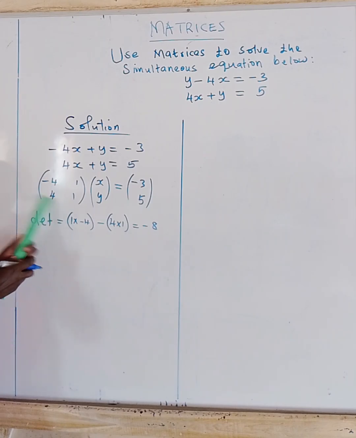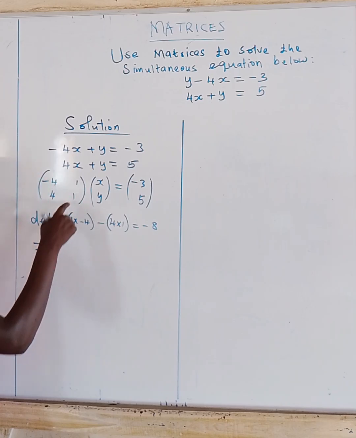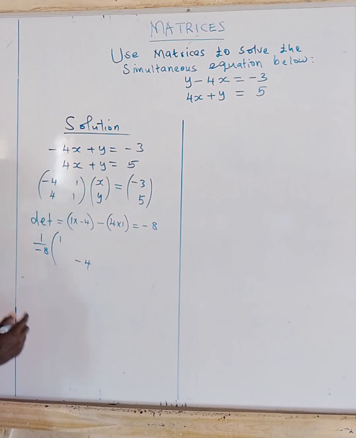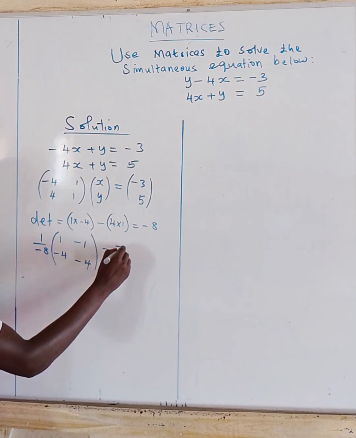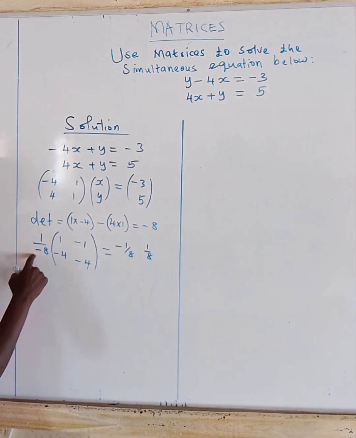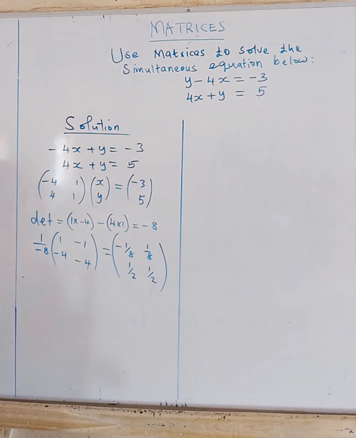So the inverse of the matrix will be the reciprocal of the determinant, which is 1 over negative 8, multiplied by the interchange of digits in the major diagonal, which will be 1, negative 4, and then the sign of the digits in the minor diagonal will change, so it is negative 1, negative 4. And if you multiply, you will get negative 1 over 8, positive 1 over 8, positive 1 over 2, positive 1 over 2. So that is our inverse.